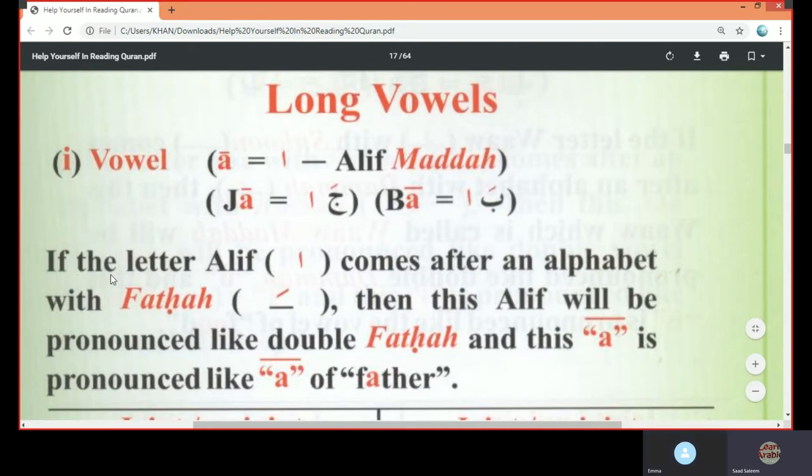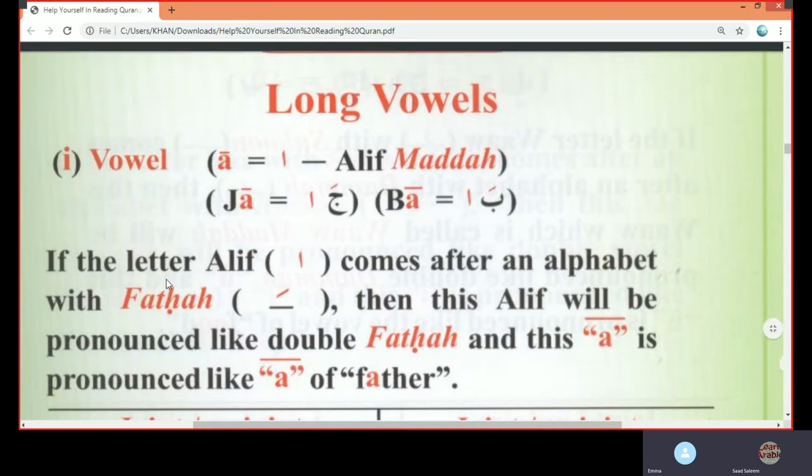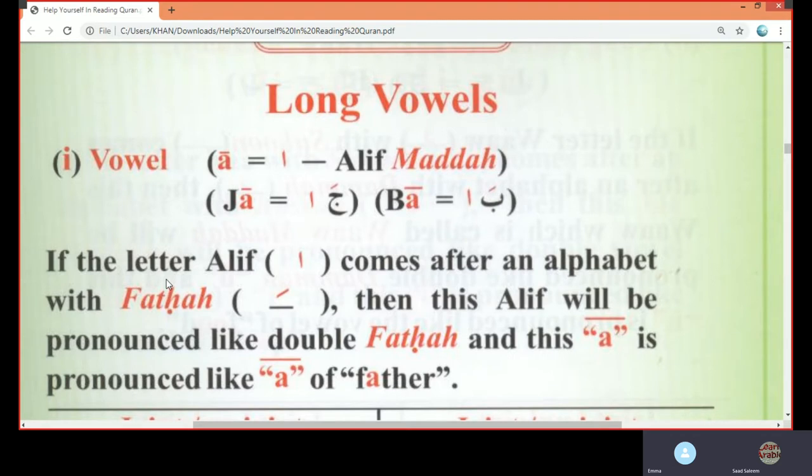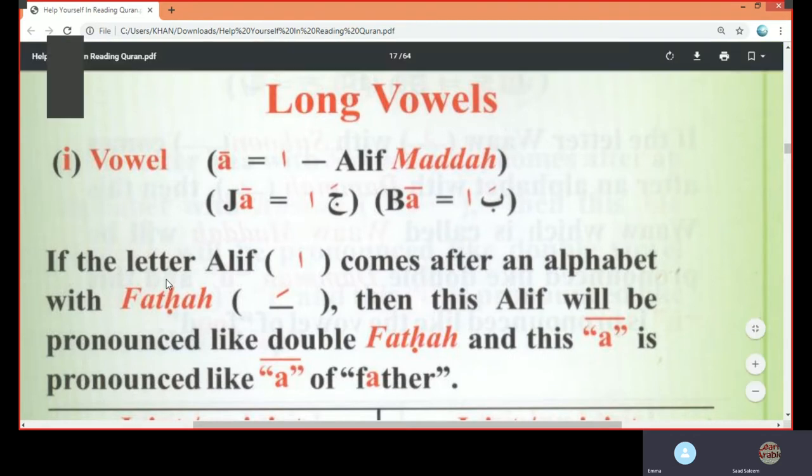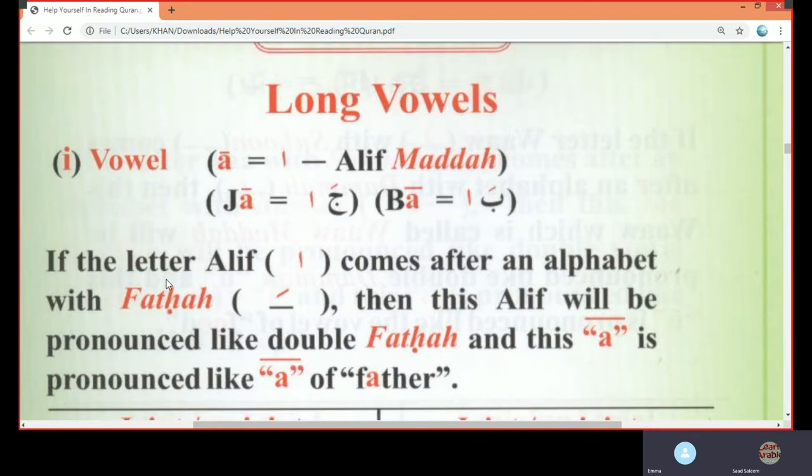Start from here. If the letter Alif comes after an alphabet with a fatha, then this Alif will be pronounced like a double fatha, and this is A, pronounced like the A in father. In father we see only one A, but we pronounce two. Same thing here: we see only one Alif, but we pronounce two. The sign is that before Alif there is always a fatha. So whenever you see a fatha before Alif.